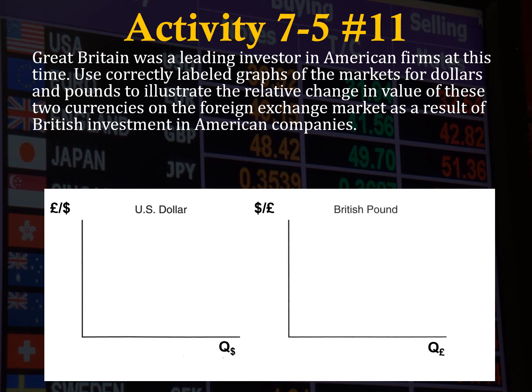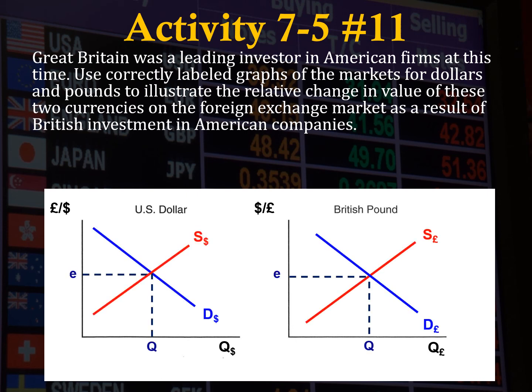Great Britain was a leading investor in American firms at this time. Use correctly labeled graphs of the markets for dollars and pounds to illustrate the relative change in value of these two currencies on the foreign exchange market as a result of British investment in American companies. So there's our graph for the dollar, that's pounds per dollar, and then we have the British pound, which is graphed in dollars per pound.